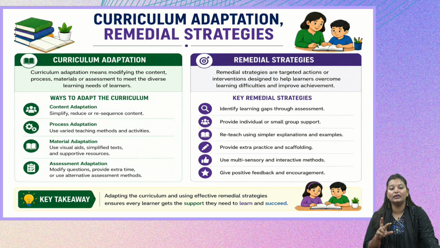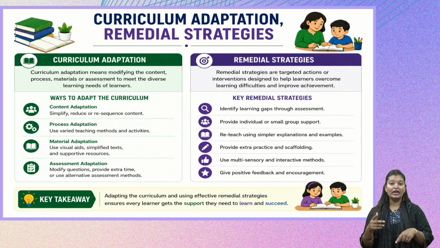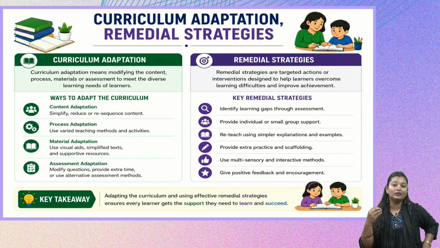We can do content adaptation. Sometimes the present content is difficult for certain learners. So what can we do? We can simplify, reduce and then resequence the content in order for them to understand it better. We should also do process adaptation, wherein we use various teaching methods and activities based on the needs of the learner. We can also adapt our material. We will use certain specific materials based on what will work with a particular learner, or what will help them to understand or learn better.